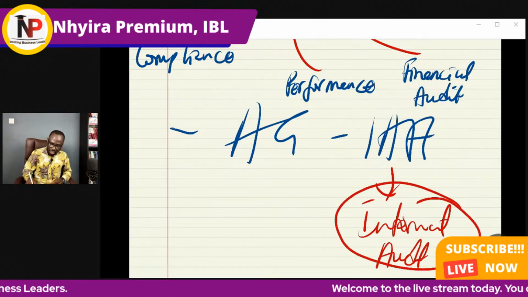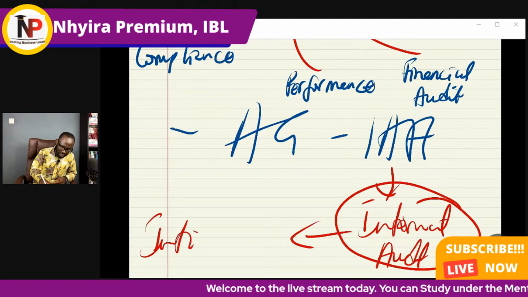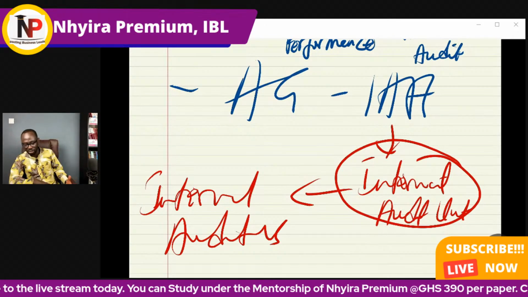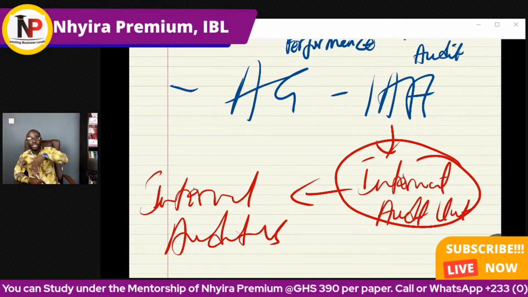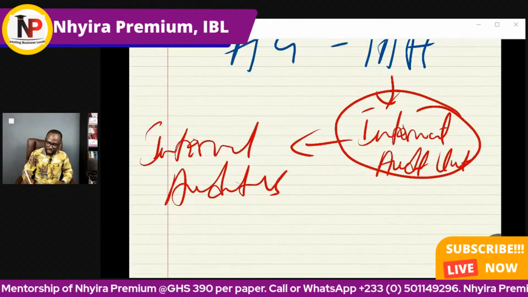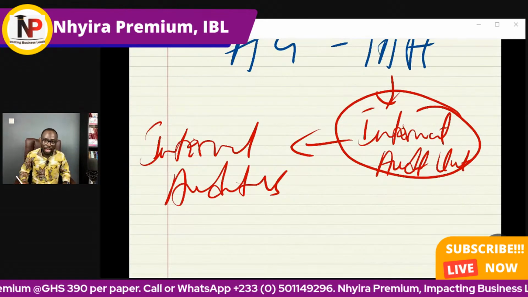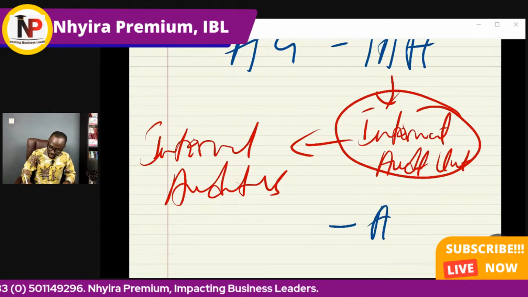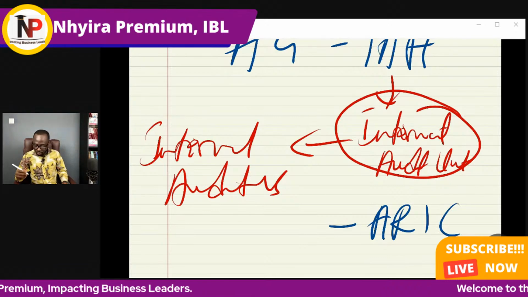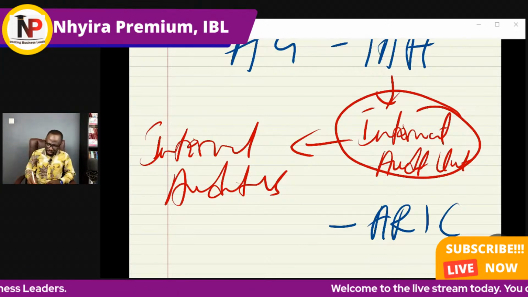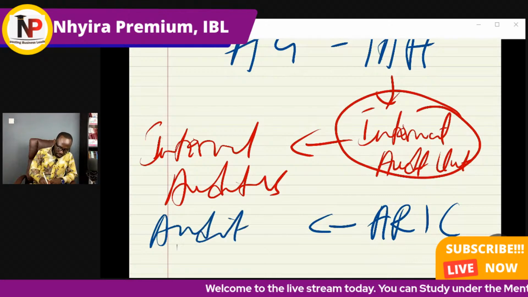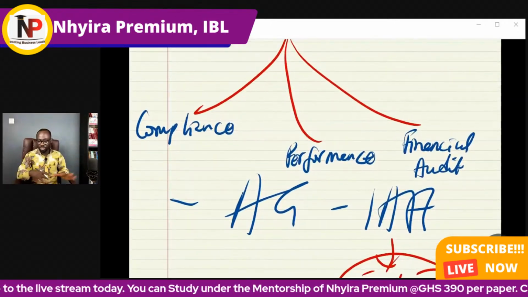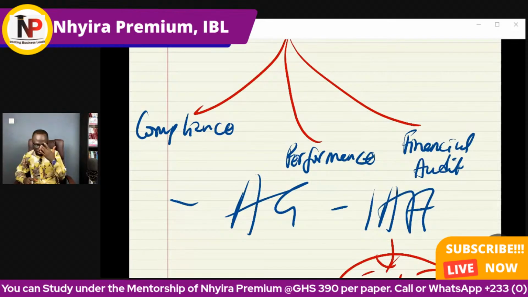The internal audit unit is like internal auditors in the private sector. In the private sector, we call them internal auditors, but in the public sector, we call them internal audit units. And the Internal Audit Agency is also responsible for helping them to have an audit committee, which is just like the Audit Review Implementation Committee. This is just like an audit committee in the private sector.